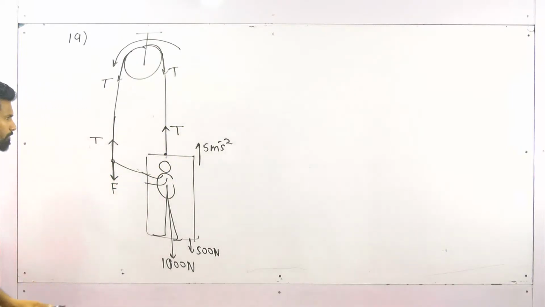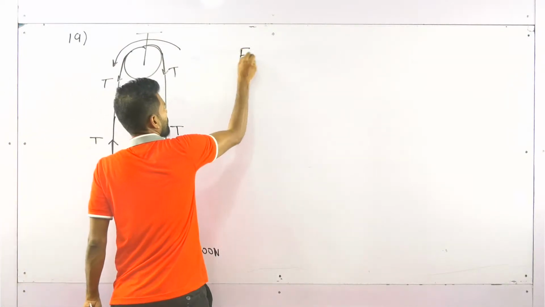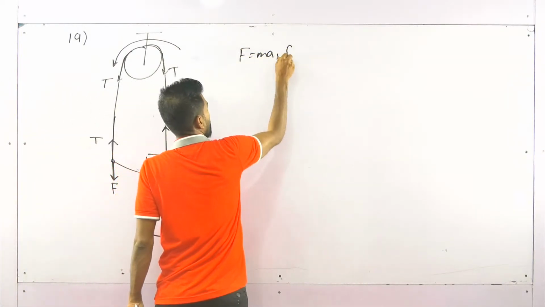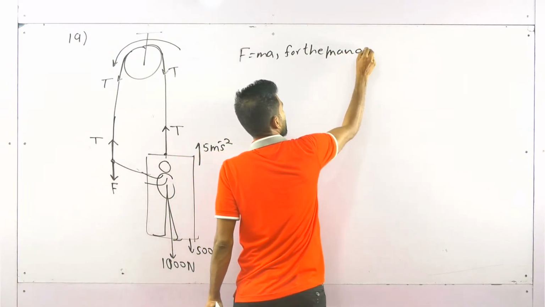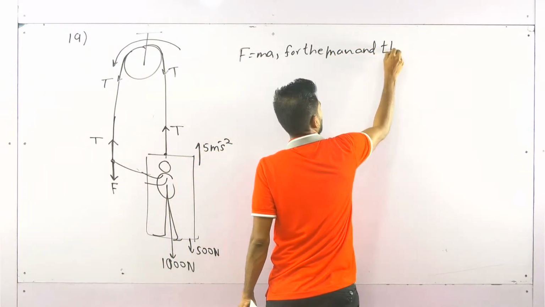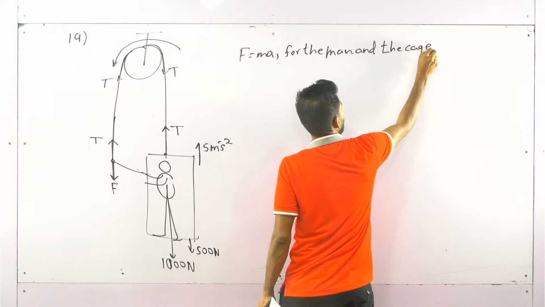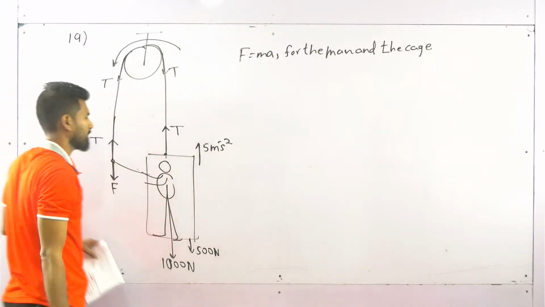Now applying F equals ma for the man and the cage. Applying F equals ma for the man and the cage.